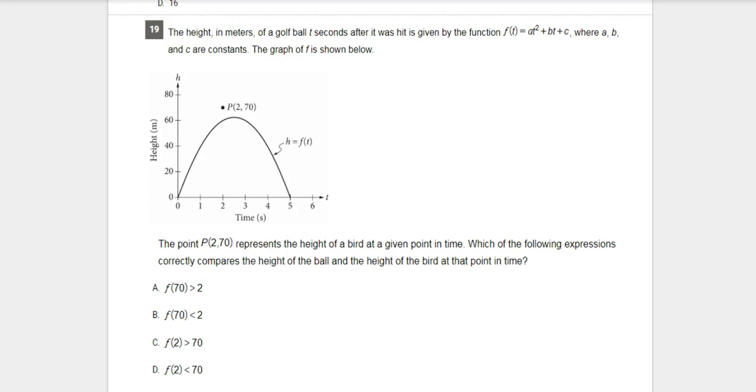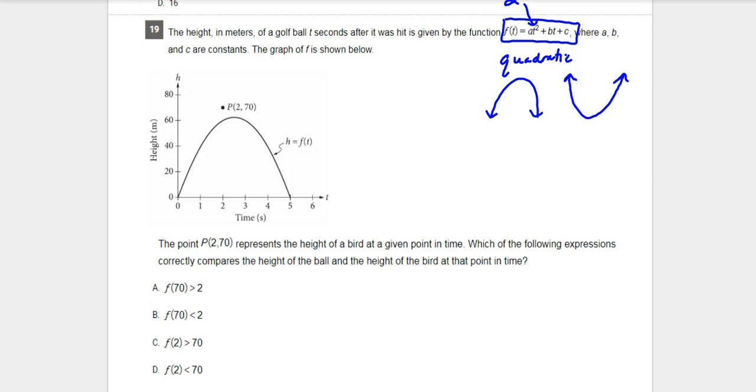It says the height in meters of a golf ball t seconds after it was hit is given by a function. A, B, and C are constants, meaning they're numbers. Then they have a graph shown below. So a couple of things. First off, this is a function for a quadratic. You know it's a quadratic because the biggest power there is a power of 2. And quadratics are either a parabola opening down or opening up.